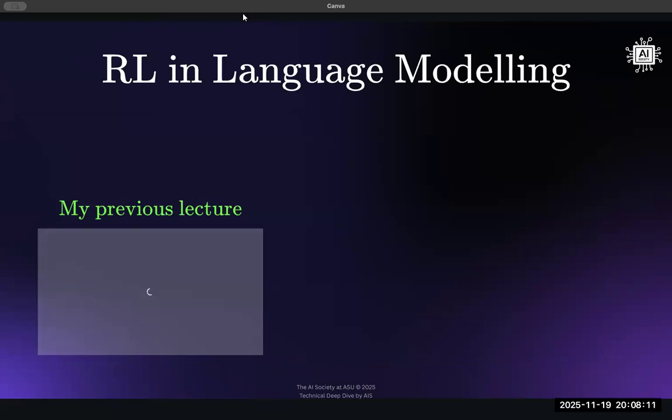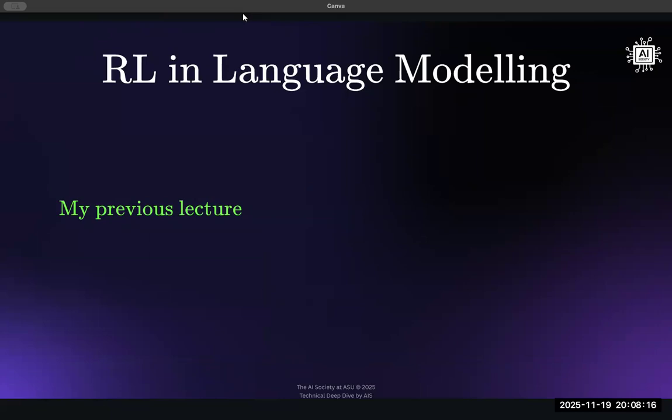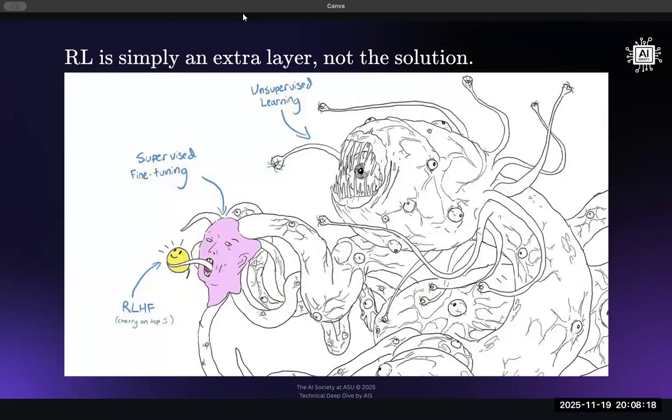That's my lecture right there. You can look at it if you want. It's also pretty dense, but it's pretty nice and informative. But in terms of deep learning, it's not the solution. It's just an extra layer, right?